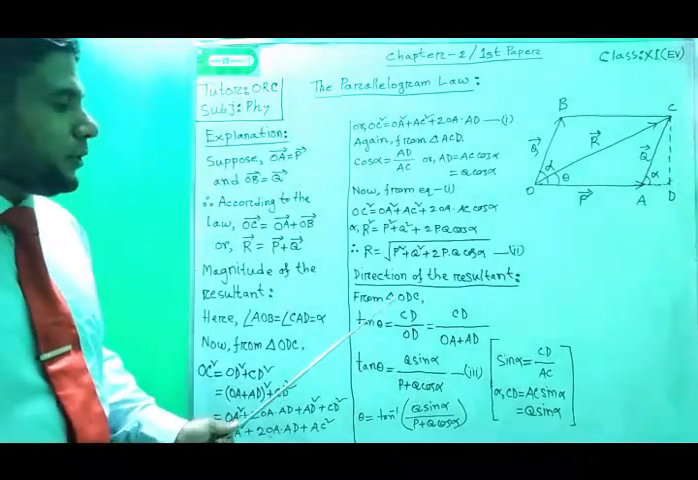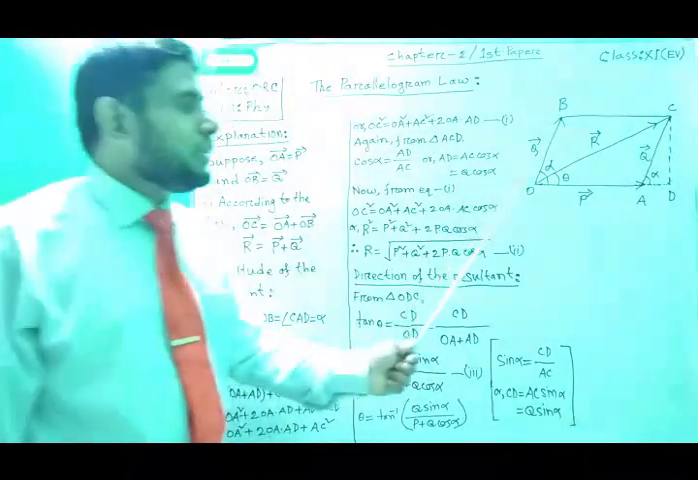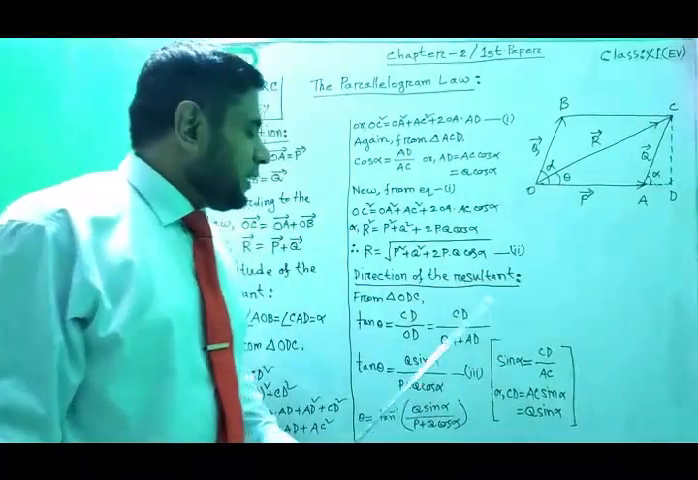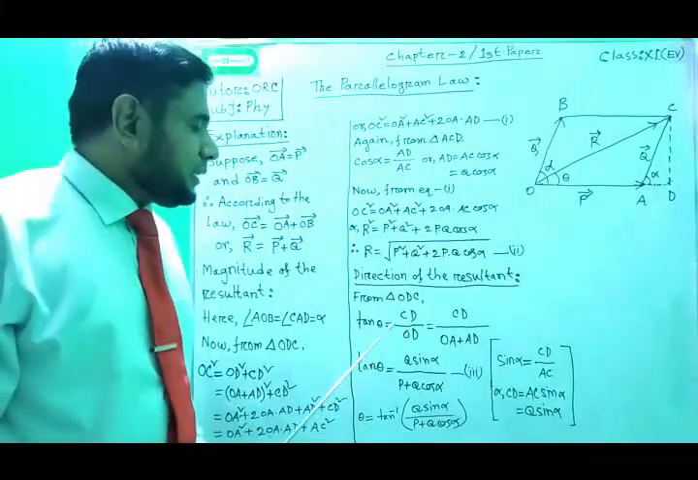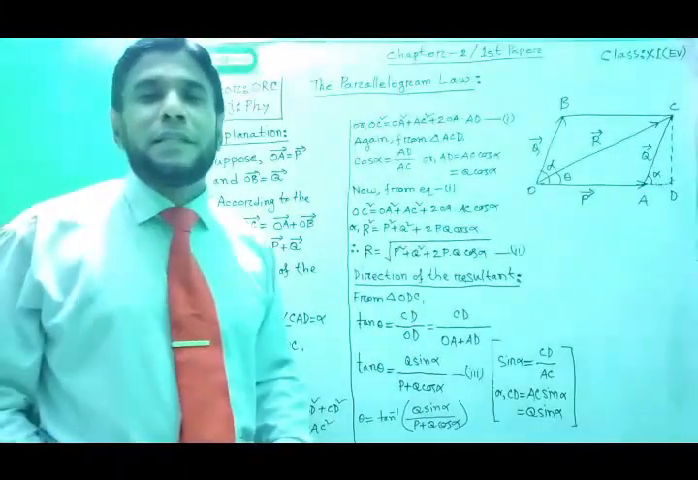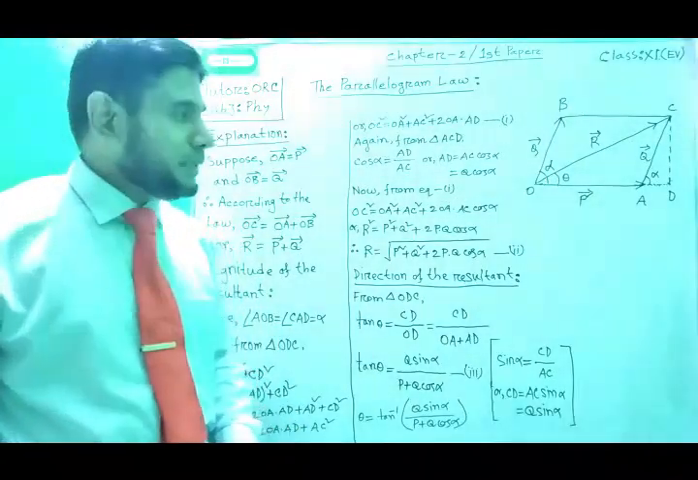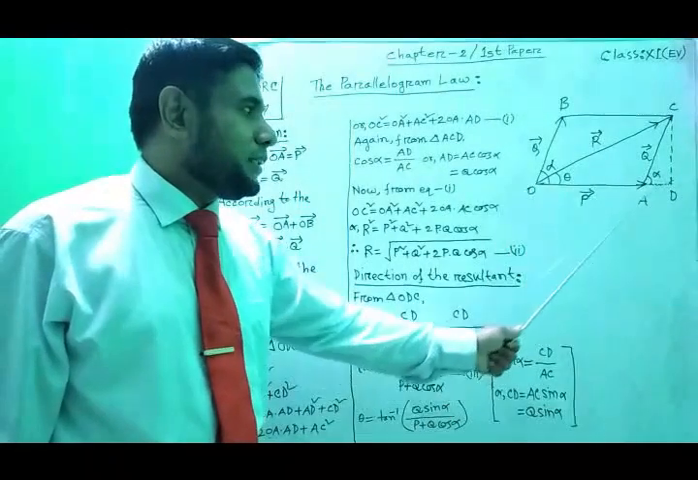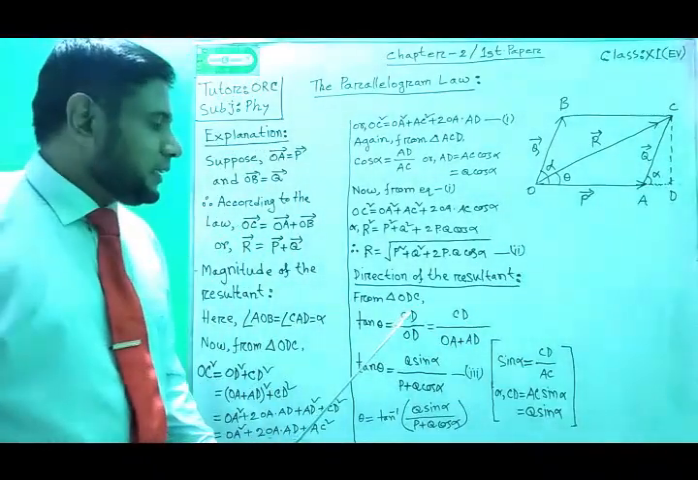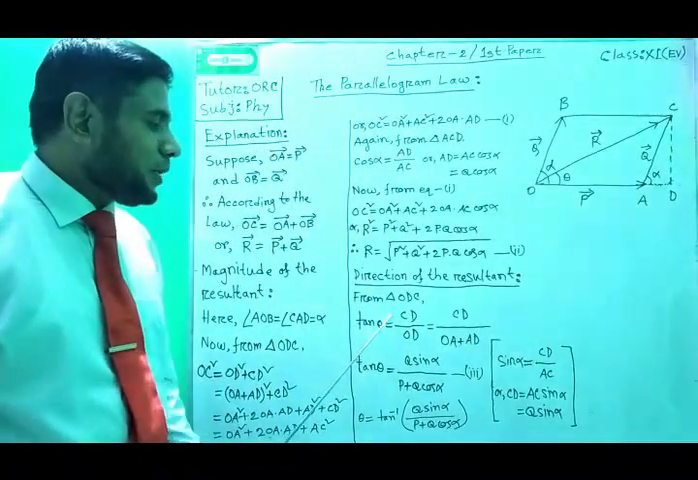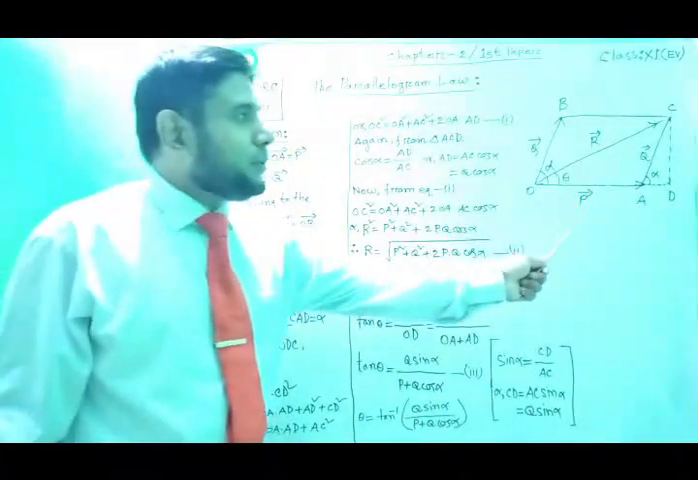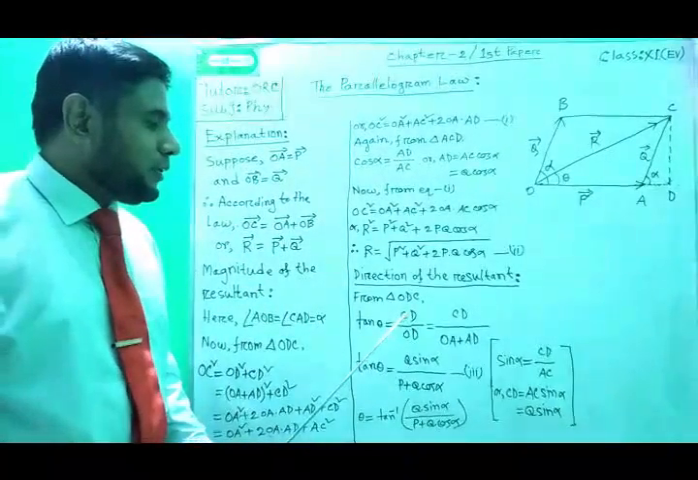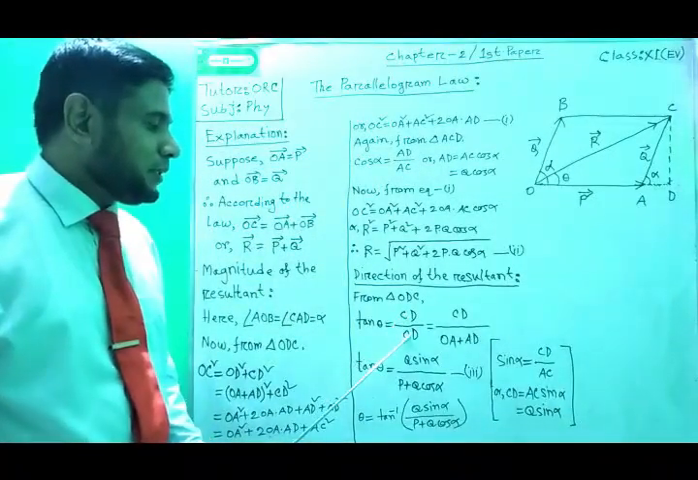Here, in case of triangle ODC, as we have taken, tan theta equals perpendicular by base. Here the perpendicular is CD and the base is OD. Tan theta equals perpendicular by base, perpendicular CD and base OD. This is why we have written CD divided by OD.